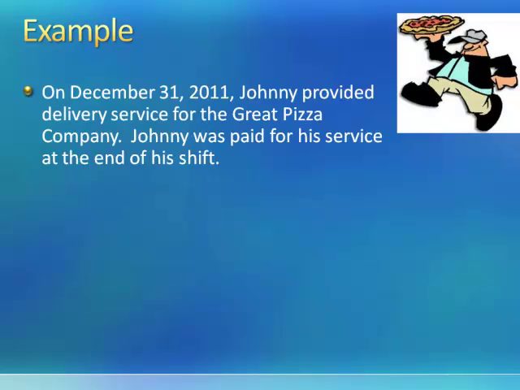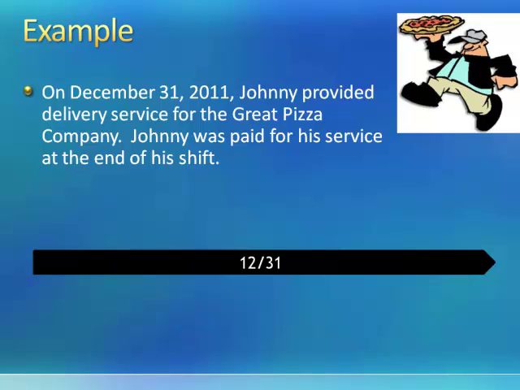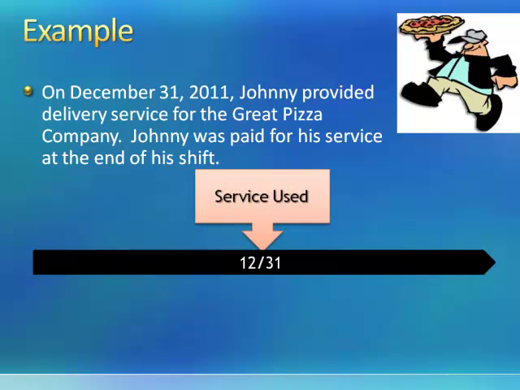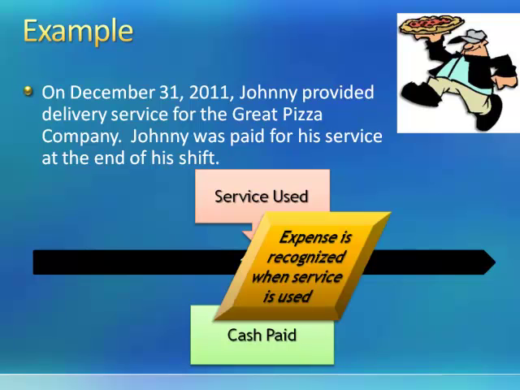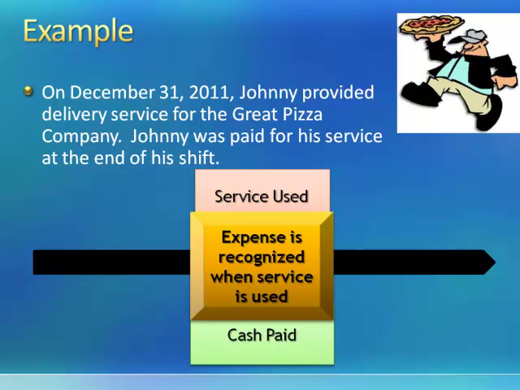We still have our pizza company, and Johnny provided delivery service for Great Pizza Company, and Johnny was paid for his services at the end of the shift. So, what happened on 12/31? Great Pizza Company used Johnny's delivery service, and they also paid Johnny. Delivery service is a cost associated with providing the pizza. The expense, the use of the delivery service, is recognized when the service is used.